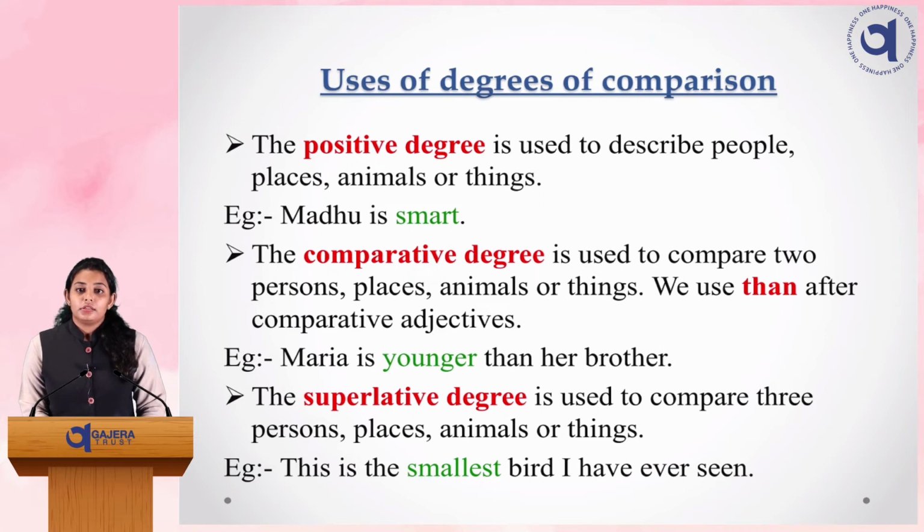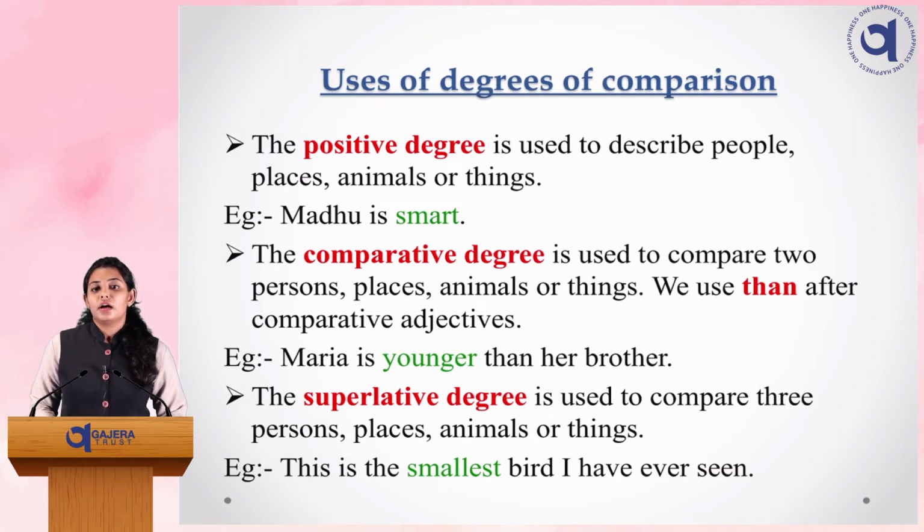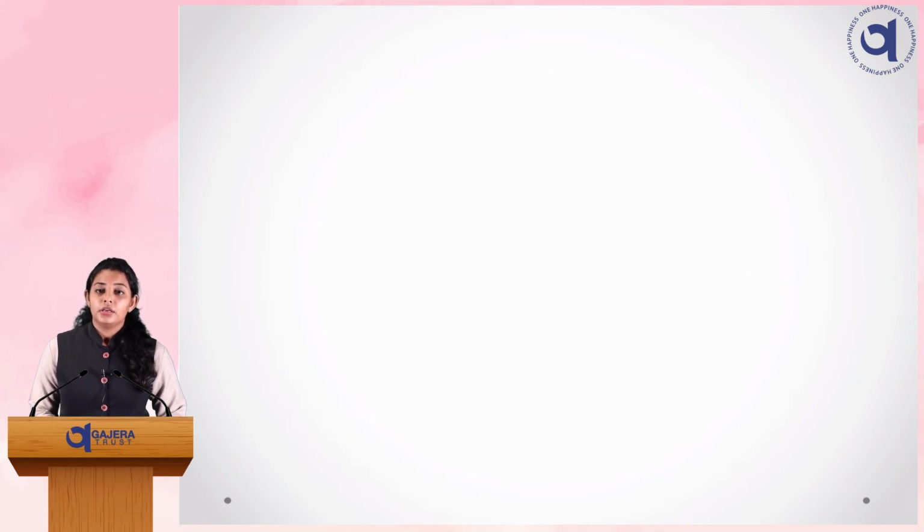So here there is a use of superlative degree and it is used to compare three persons, places, animals or things. For example, this is the smallest bird I have ever seen. Right? Means out of all the birds or out of the three birds, I have seen that this is the very small, means smallest, सबसे छोटा. Okay, so this comes under the superlative degree. Now see the examples of comparison.